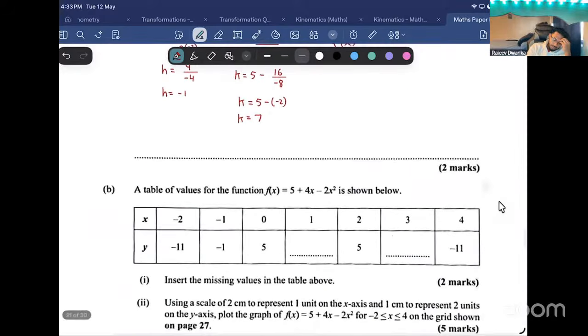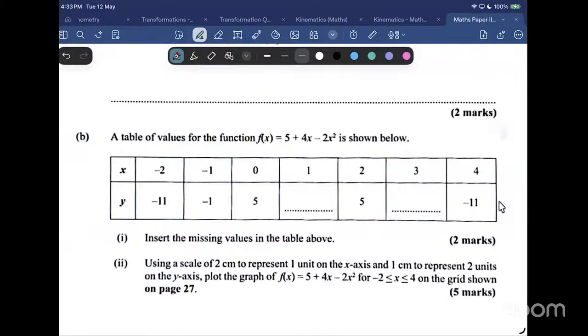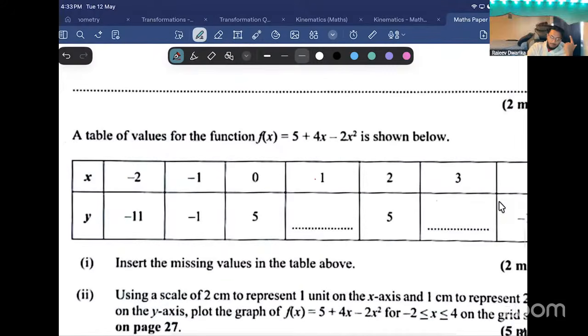We have a table of values. We talked about this too. If you have a function and you want to find y values, we have to plug the x values into the function. So I'll plug 1 into the function here, denoted by f of 1. So f of 1 will be 5 plus 4 by 1 minus 2 by 1 squared. So 5 plus 4 is 9. 9 minus 2 is 7.